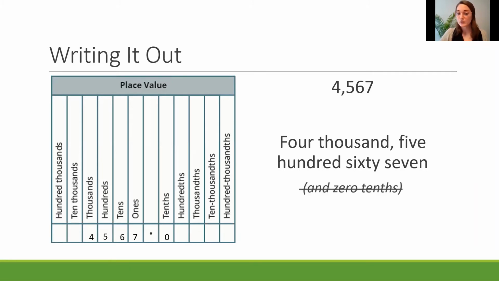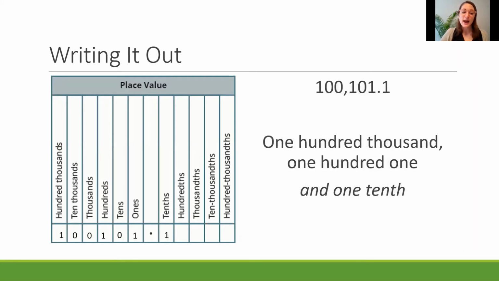We could put a 0 in the tens place. And technically that would mean that we have 0 tenths. But because there's nothing there, it's not necessary to write it. So even if you see a decimal place there, you would still just say this number as 4,567.